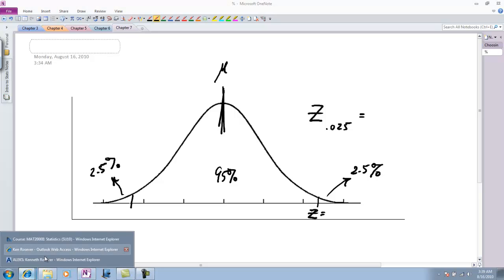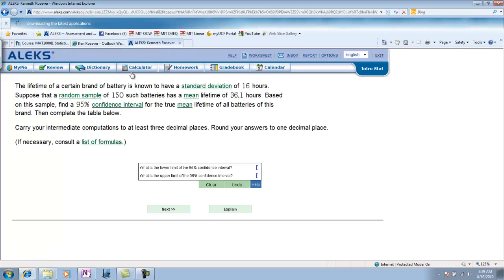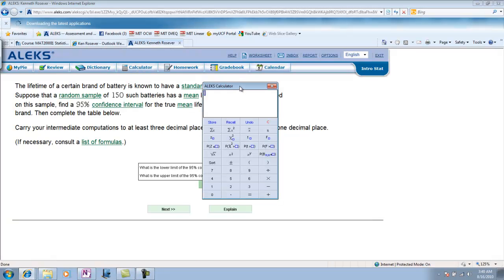Let's do it real quick. So I'm going to hit calculator, and I'm going to hit z of alpha, and alpha is my uncertainty on the top. Let me clear that. And I'm going to put 0.025, and I think it's maybe 1.96. Yeah, it's 1.9599, whatever. It's 1.96 pretty much. So let me go back here.